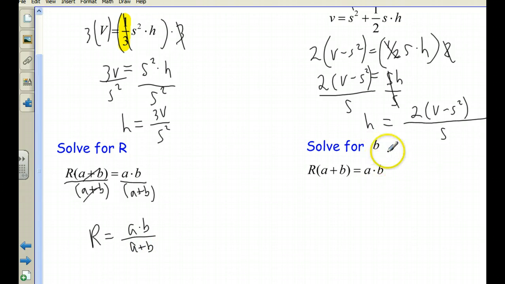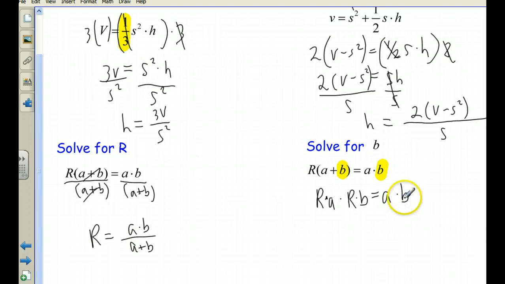Now this problem is a little harder one than we've had before. So here's the problem with this one. I really have a couple of different B terms. I have a B term there and there. So somehow I have to get those on the same side of the equation. I'm going to go ahead and distribute this R and see what happens. R times A plus R times B, sum times there, equals A times B.